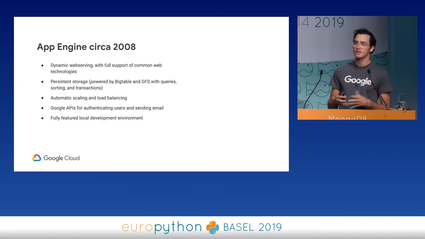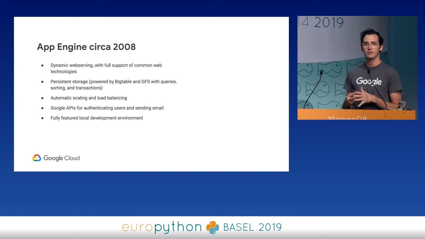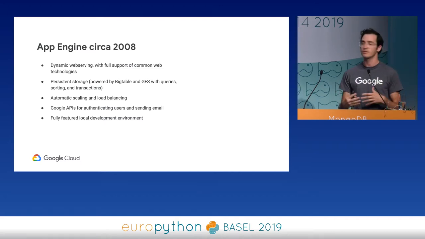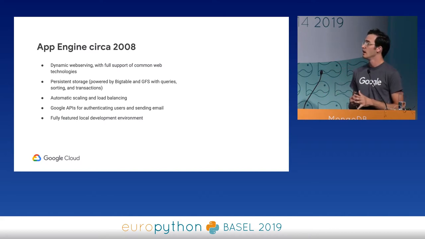So App Engine in 2008 looked like this. It had dynamic web serving, persistent storage, automatic scaling, and load balancing, which is one of the things we think of as serverless today. And it had all these very special Google APIs for doing things like authenticating your users, sending email, and stuff like that. And it had a fully featured local development environment.